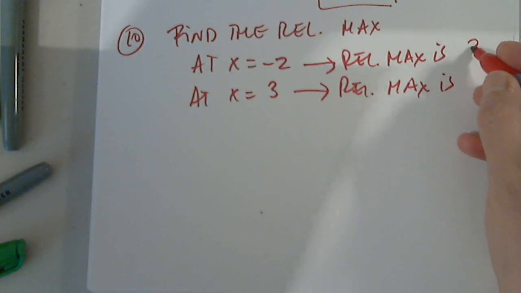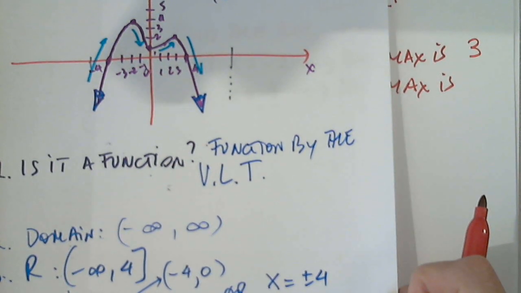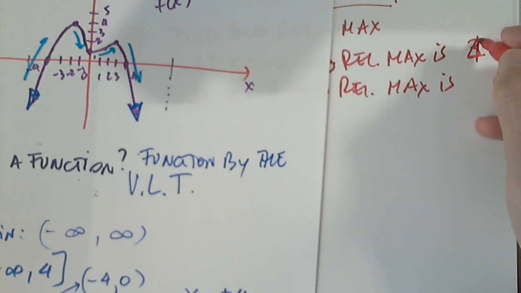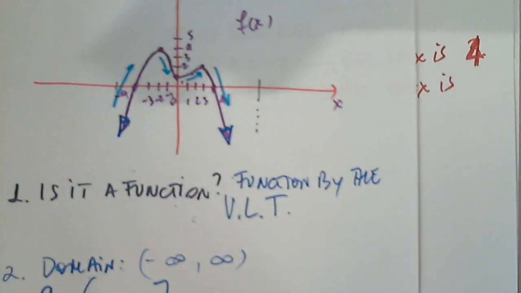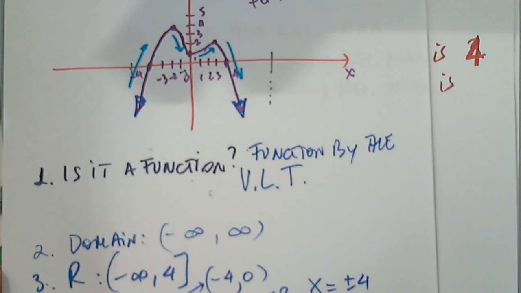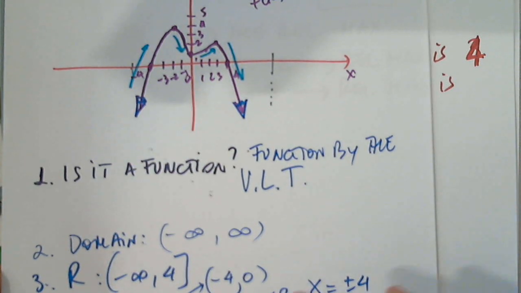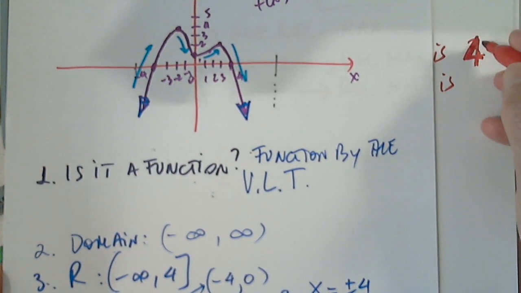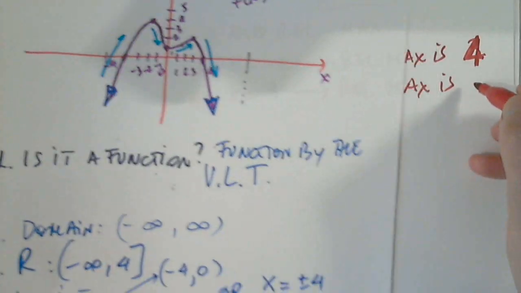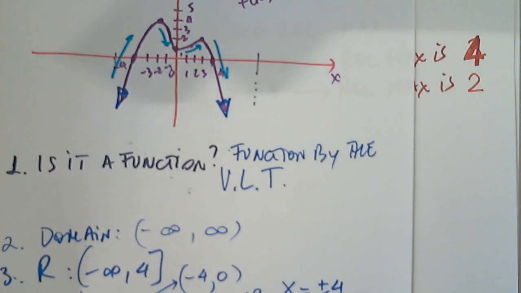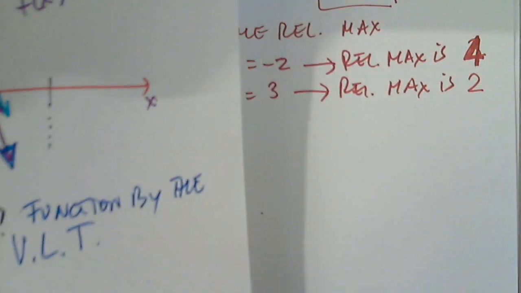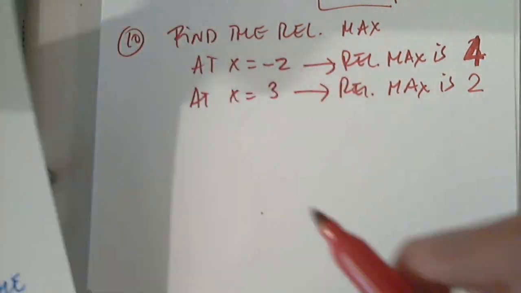Very good. What is the relative max? It is 4, yeah. Sorry. 4. No problem. So at 3, how much? 2. I know you cannot read from my graph. It's difficult. Good. Next question.